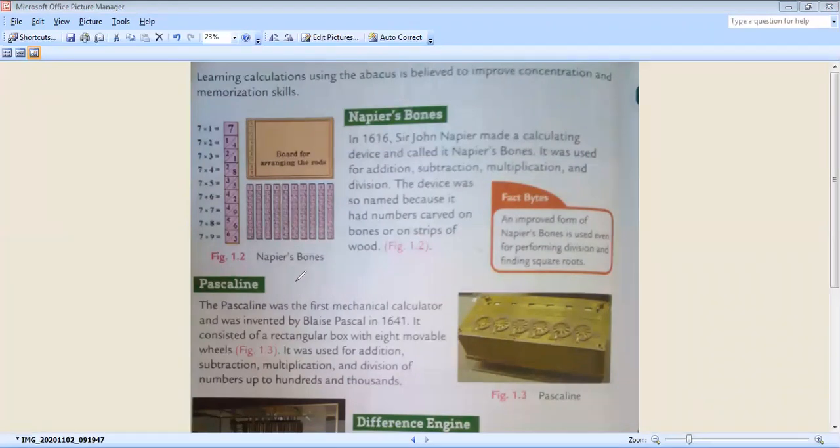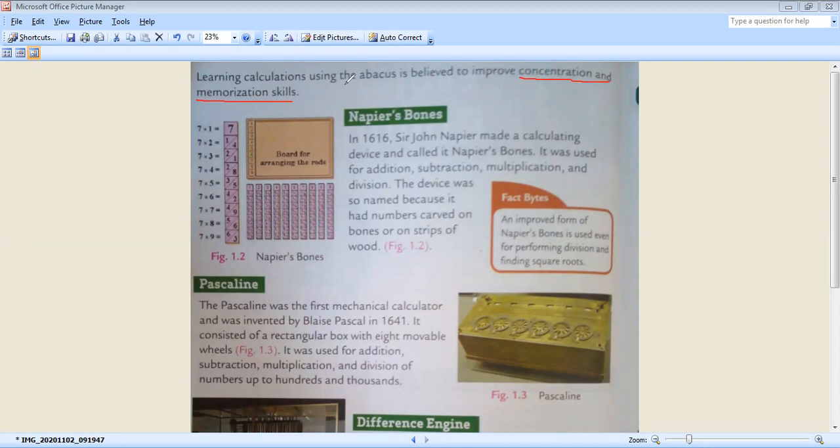Learning calculations using the abacus is believed to improve concentration and memorization skills. These are two very important advantages of using the abacus. If we learn calculations using the abacus, it will improve our concentration as well as memorization skills.